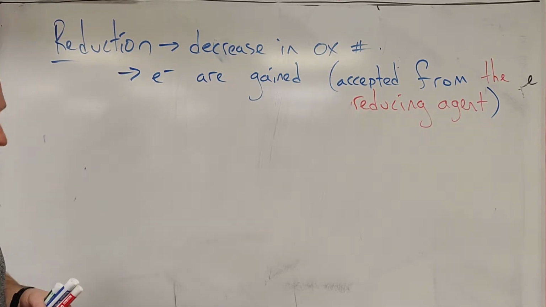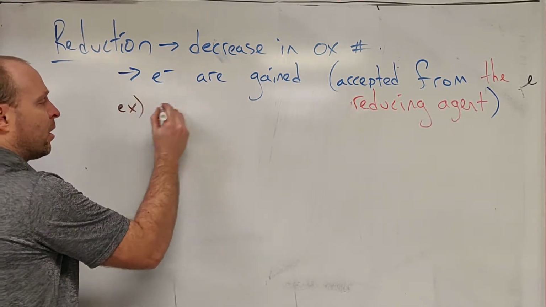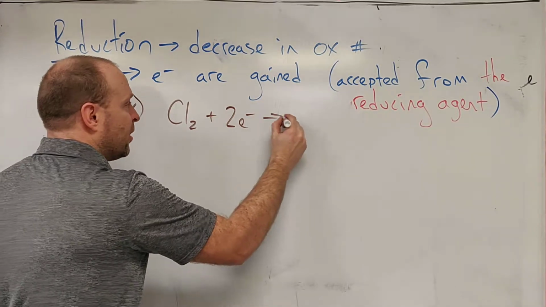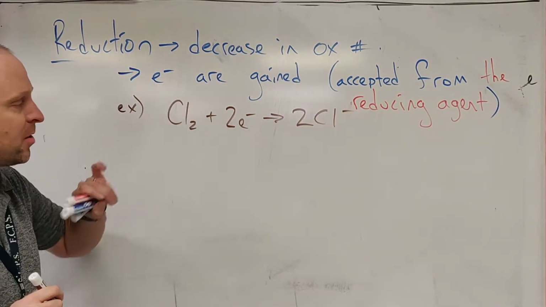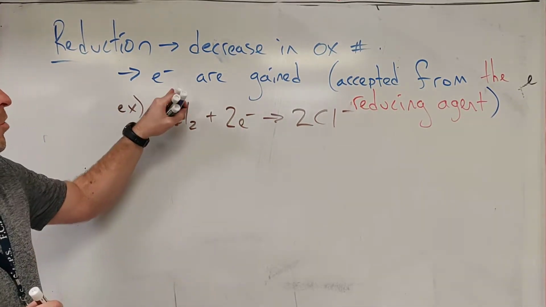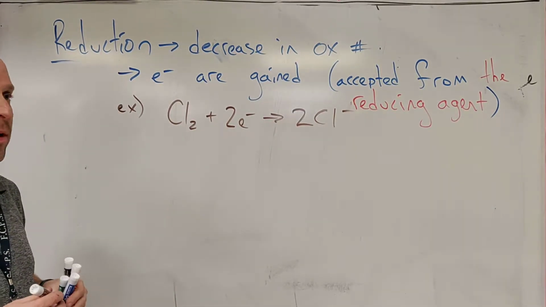An example of a redox situation, something real simple, might be like chlorine gas gaining 2 electrons and turning into 2 chloride ions. All right? The oxidation state here is a 0. The oxidation state here is a -1. It has gone from 0 to -1, which is a decrease. The chlorine has been reduced, right?